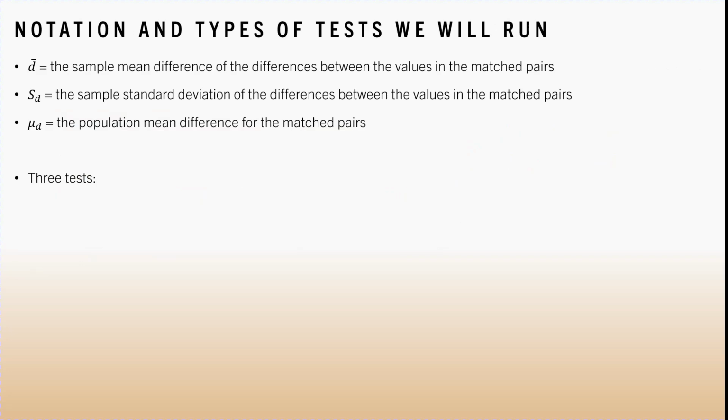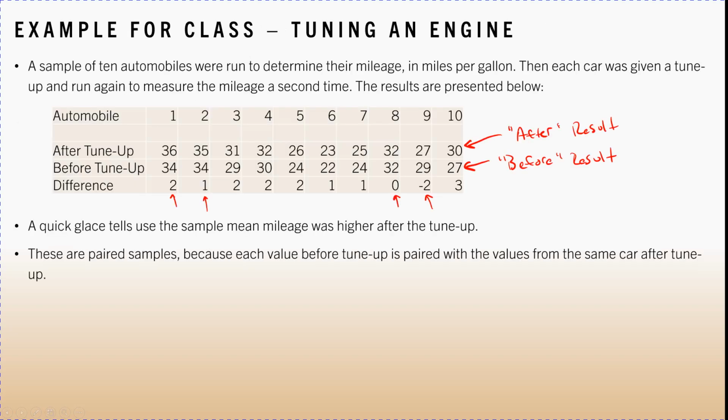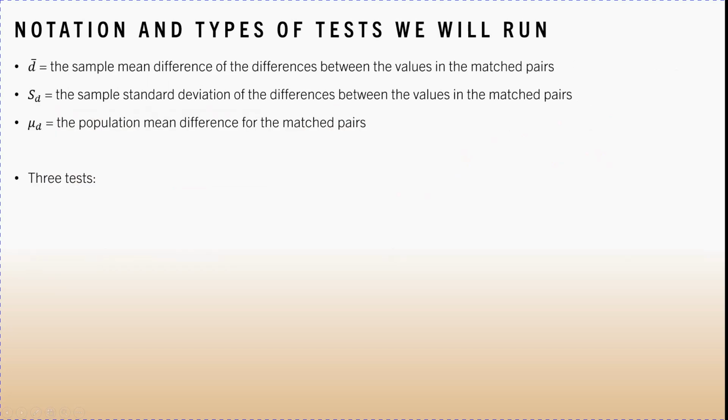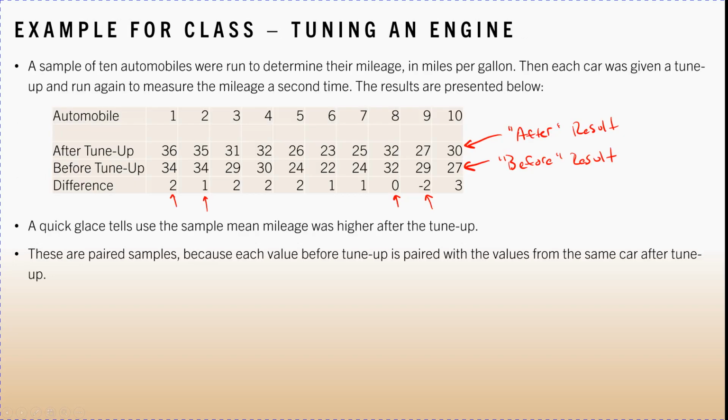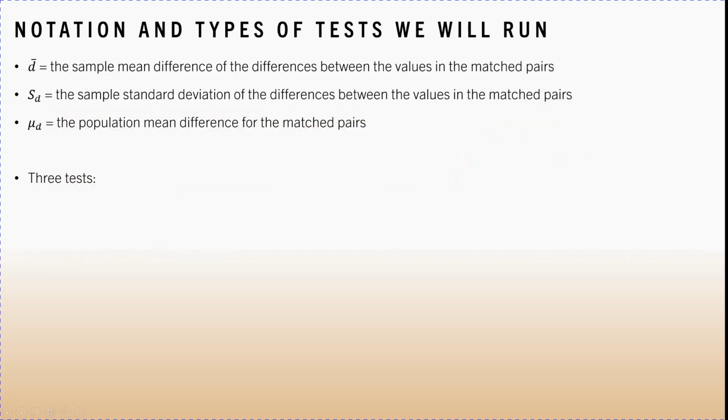All right, so these are the types of tests we're going to run. And here's some notation. d bar is the sample mean difference of the differences between the values in the matched pairs. So going back, d bar would be the average of this row here, of all these differences. S sub d is the sample standard deviation of the differences. We plug this data into our calculator to find the standard deviation of the differences. And mu sub d is the population mean difference for the matched pairs. We're going to have 3 tests here, and here's how we're going to set them up.